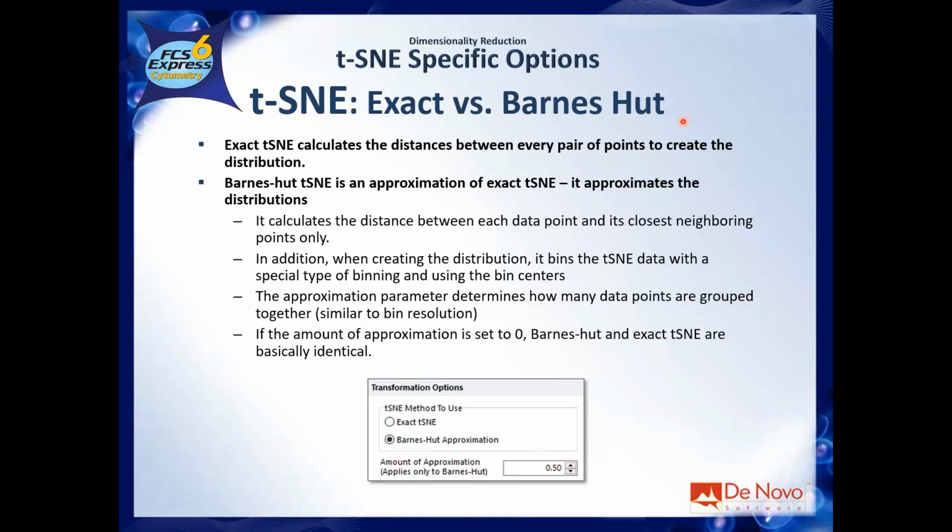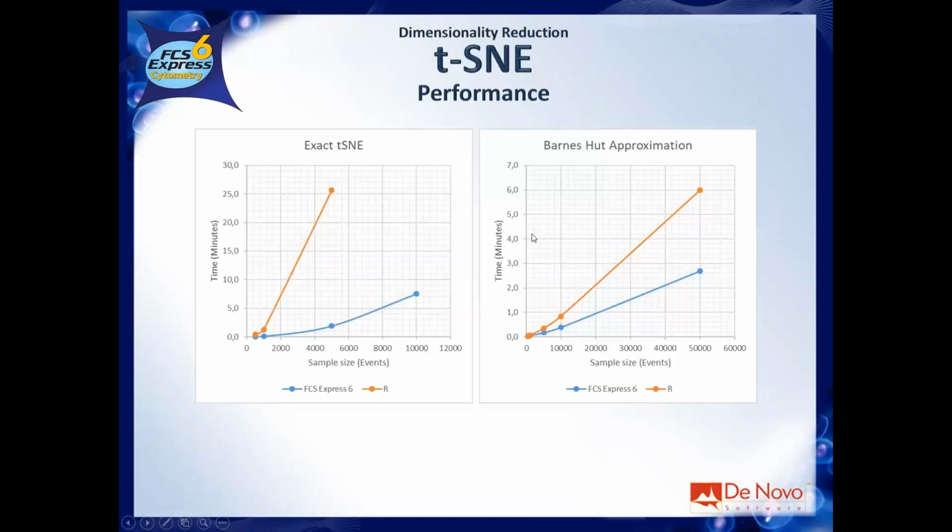Nowadays, people are basically always using the Barnes-Hut approximation because in flow cytometry, you are usually dealing with thousands of cells, not just 100 or 200. This is just to tell you that the developers at the Novo software did a real great job in speeding up tSNE.